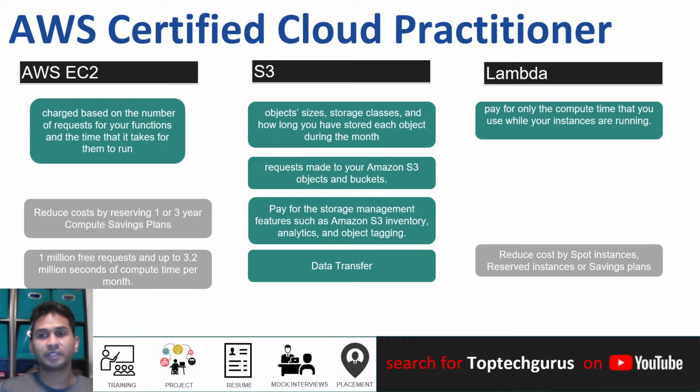The other ways you can save costs for EC2 instances is by spot instances, when you have flexibility and you're not doing a business critical workload. You can have spot instances. You can have reserved instances, that is, you pay upfront, but you have this instance reserved for you.